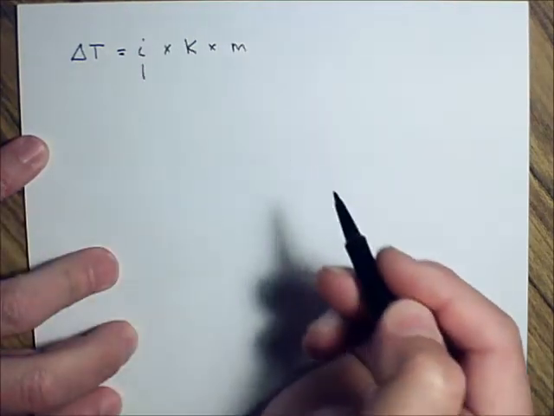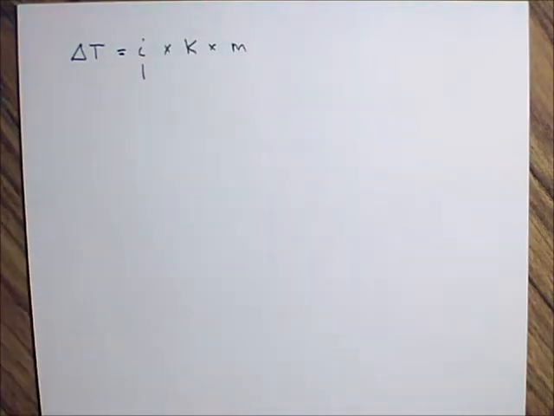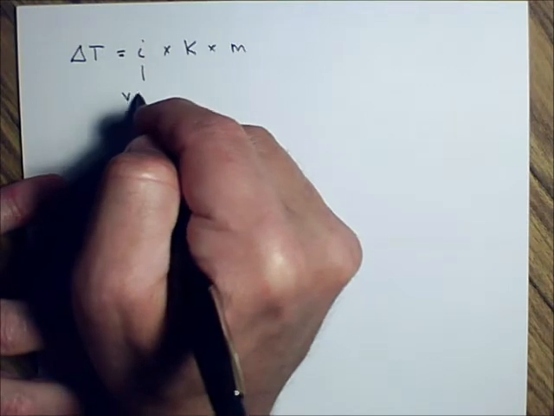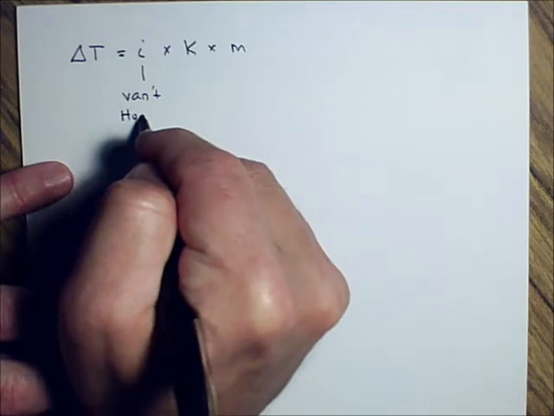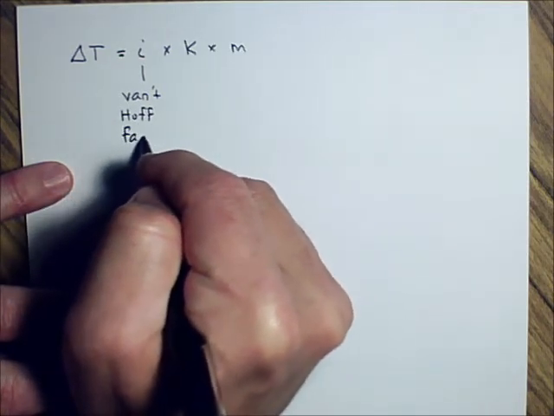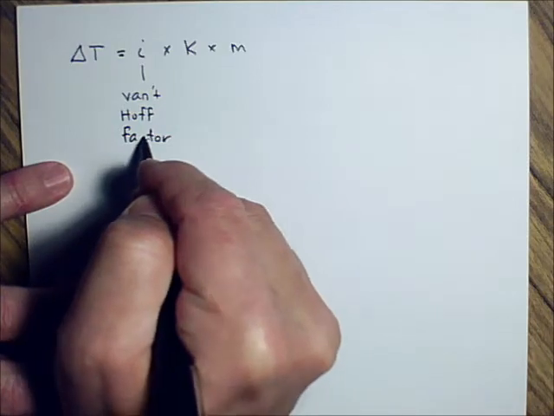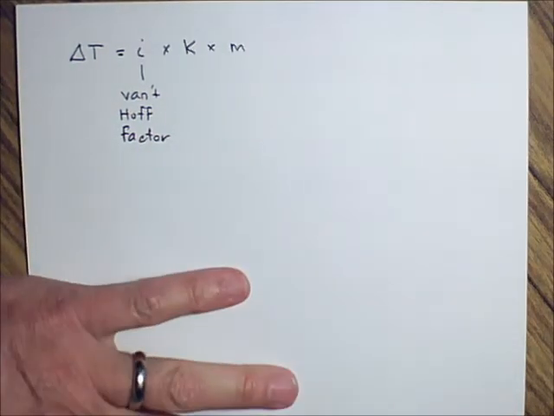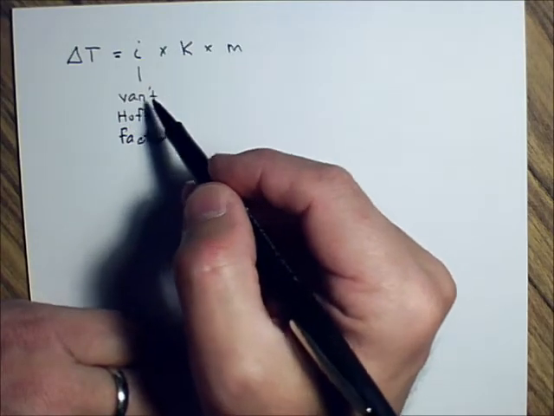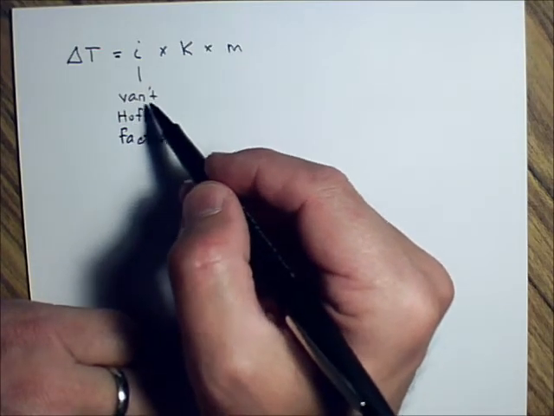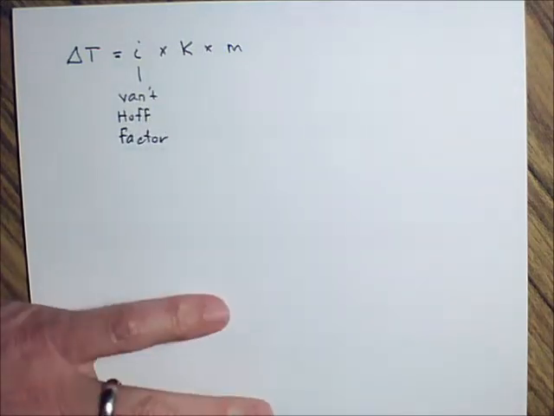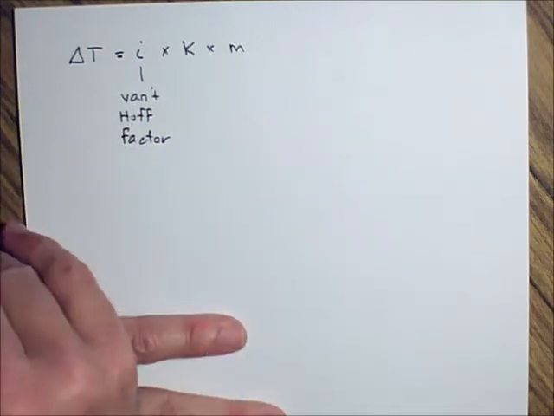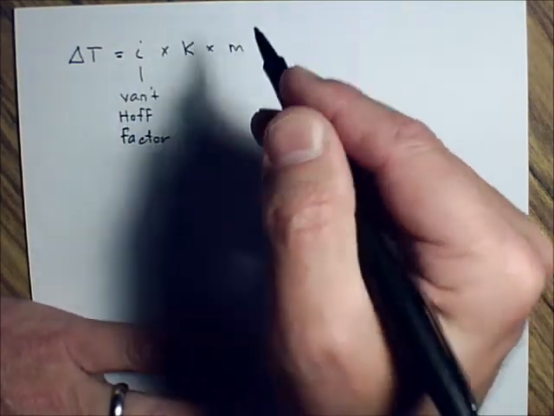Is that an I? Yeah, I use a sort of script I. And what's that called? It's called the Van't Hoff factor. Is that two different words? In whatever language this is, it's the same parent name or last name, like de Guzman. It's like Van't Hoff.